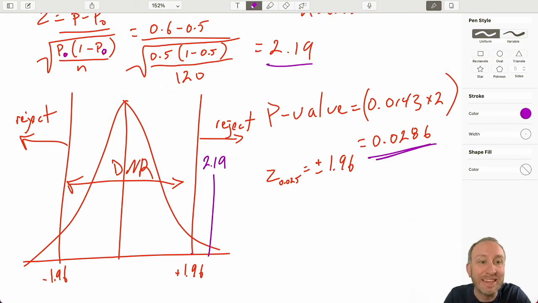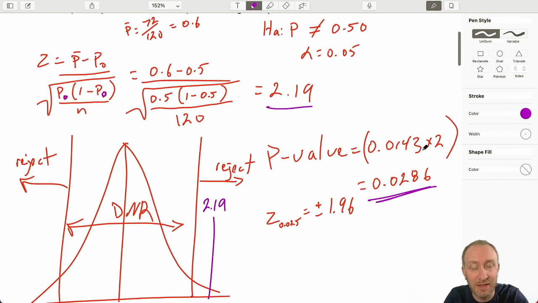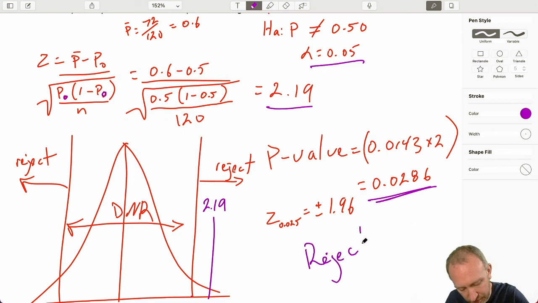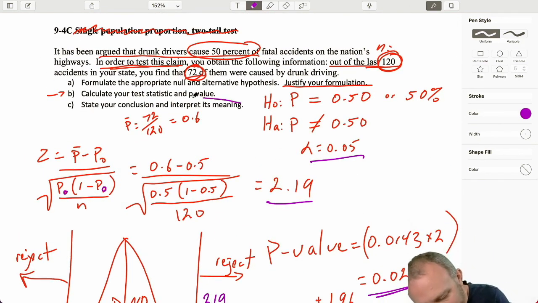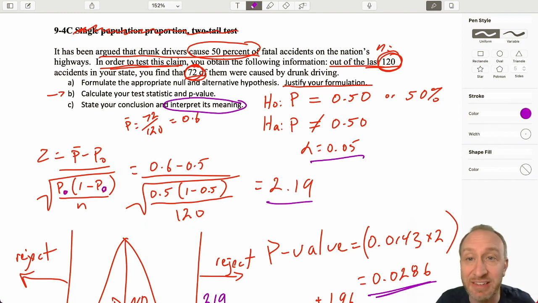And so here we see that p-value is 0.0286. That's less than our level of significance. So we do have sufficient evidence here to reject the null hypothesis. So what does that mean? Well, we have evidence here to show that we can refute that claim. We have evidence to show that it is not 50% of accidents that are caused by drunk driving. Good. So that's it. That's all there is to it. That's our two-tailed test on a single population proportion.